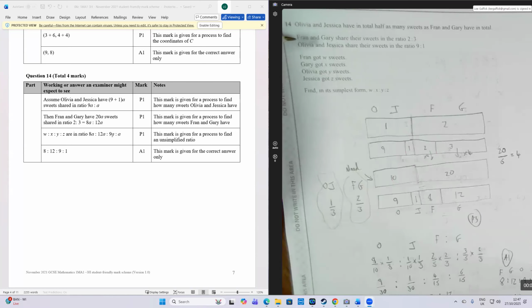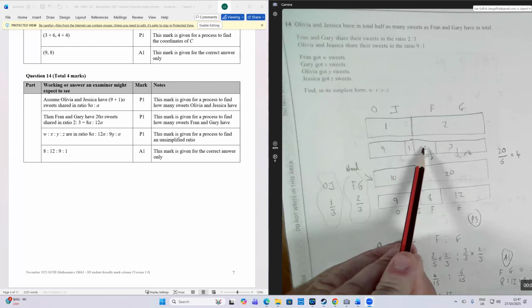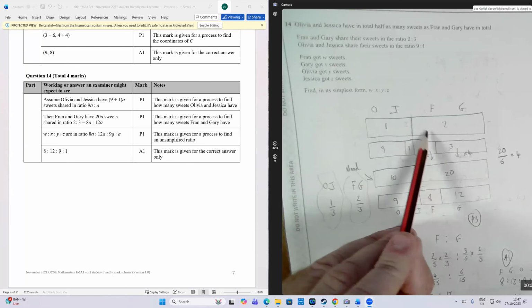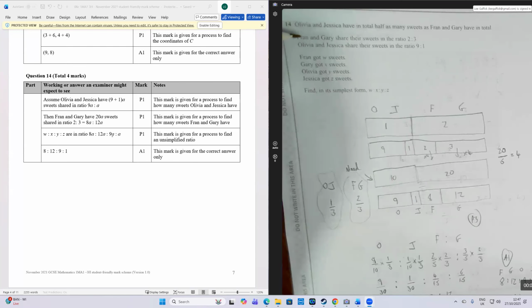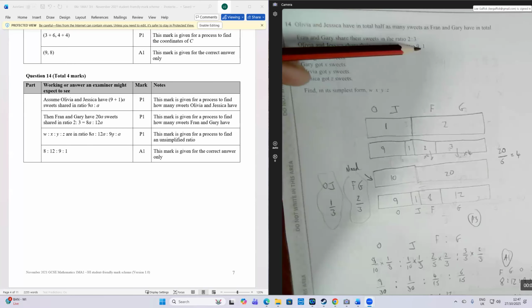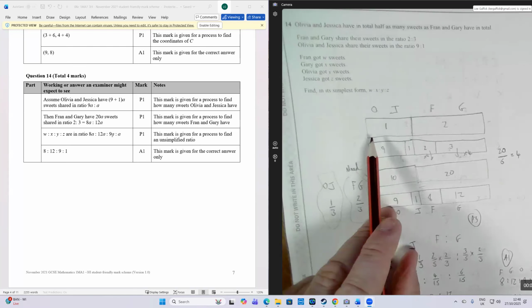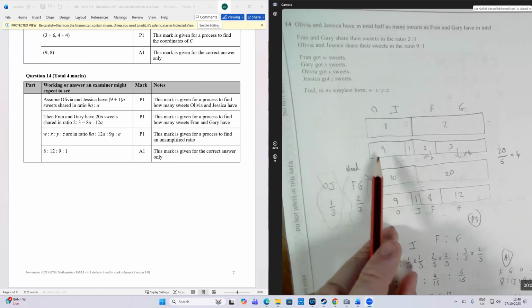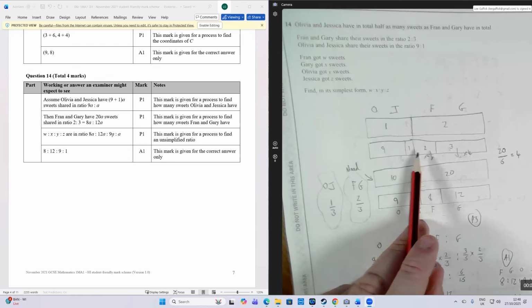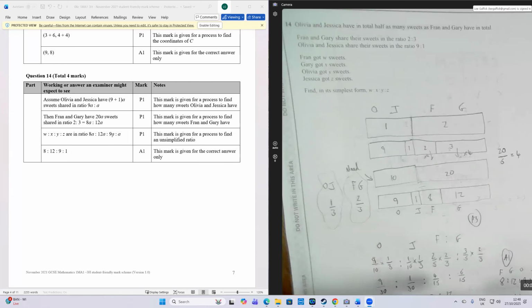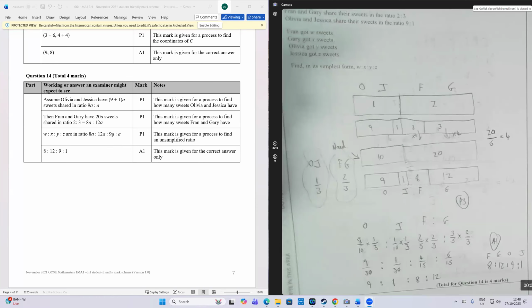Now, Fran and Gary, they share their sweets in the ratio 2 to 3. So I've just divided it into 2 parts. Fran gets 2 parts, Gary gets 3 parts of their share. Okay. Olivia and Jessica, they share their sweets in the ratio 9 to 1. Wow. Okay, Olivia's getting a lot more sweets. So basically, this one portion gets shared in 9 to 1. And this bar method of doing it makes it so much easier, in my opinion.